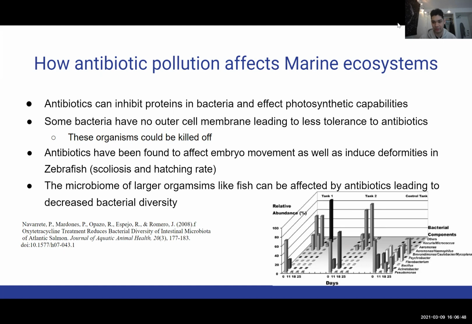So in a study that I'm showing here, there were 2 tanks, the 1 and 2, that had salmon that were treated with antibiotics, and the third tank is just a control with no antibiotics. And you can see that the relative abundance on the bars show that the control had a lot more bacterial diversity than the 2 treated with antibiotics.